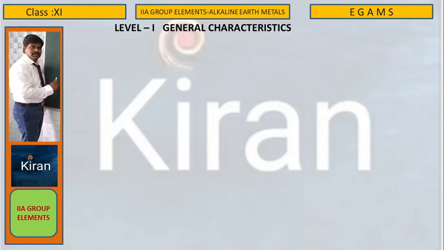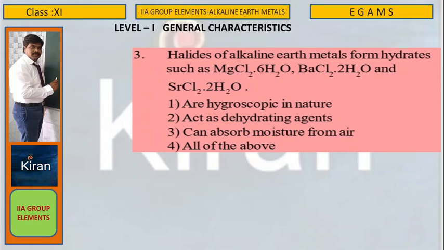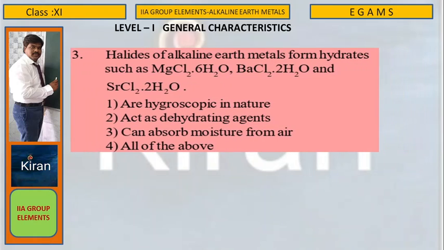General characters. Third question: halides of alkaline earth metals form hydrates such as magnesium chloride 6H2O, barium chloride 2H2O and strontium chloride 2H2O. Options: are hygroscopic in nature, act as dehydrating agent, can absorb moisture from air, all of the above. Here, hydrated salts are given, based on that which statement is suitable? All of the above, all the statements are related to that.